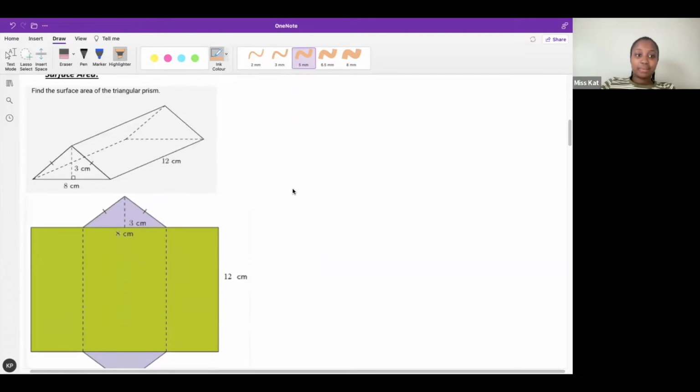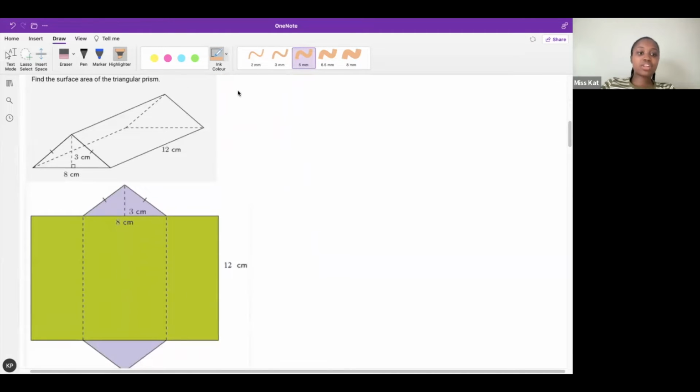Okay, let's see. So we have a triangular prism that has been unfolded into a net. Now they say to us, work out the total surface area of this triangular prism. It's still there, isn't it? It is, there it is. Now, let's see if we have all the information that we need to work out the total areas of this.